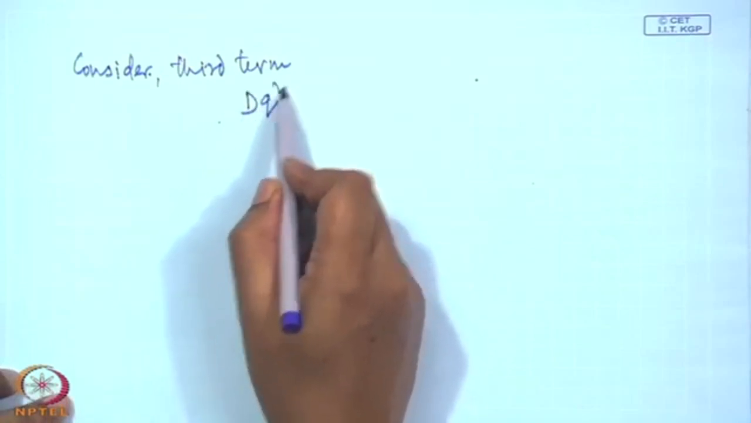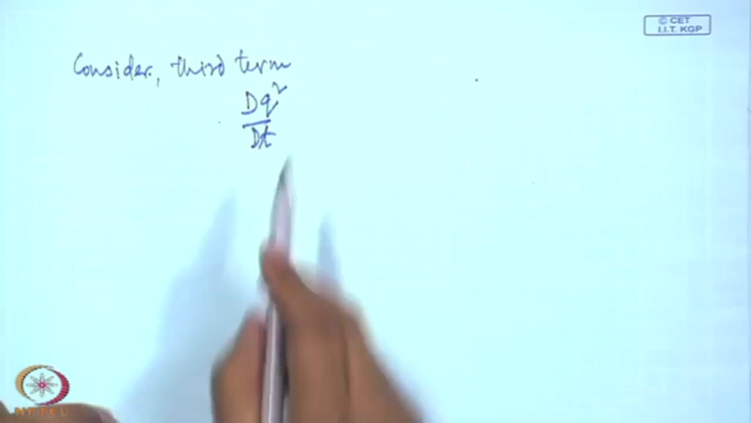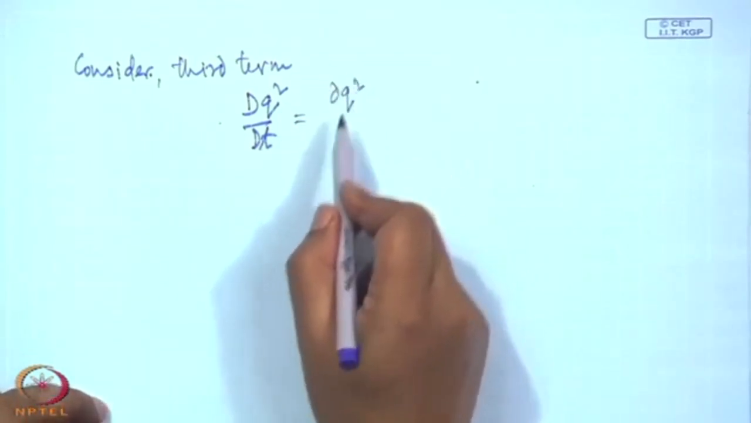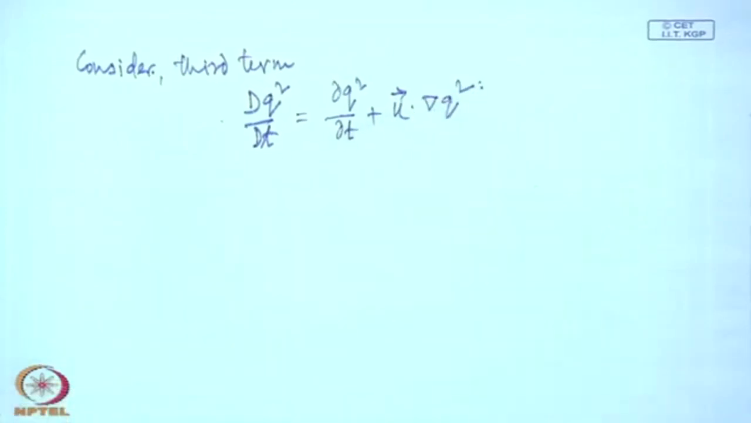The third term contains d q square d t. We are interested in the order of magnitude of this term. That is all. This, as you know, by definition is this. So, its order can be obtained either from here or from here, from any of the terms. The velocity is of the order of u infinity, the length is of the order of L. So, time is of the order of L by u infinity.